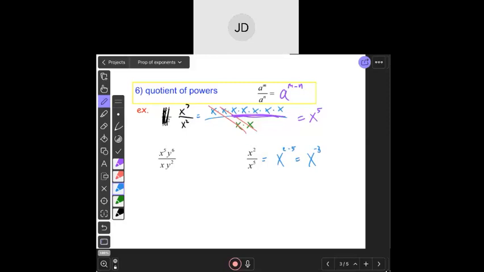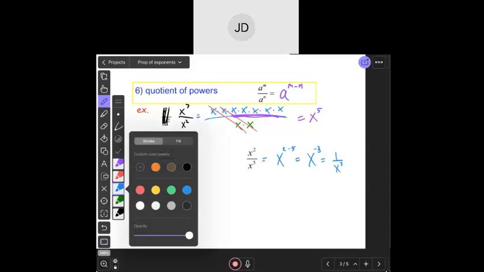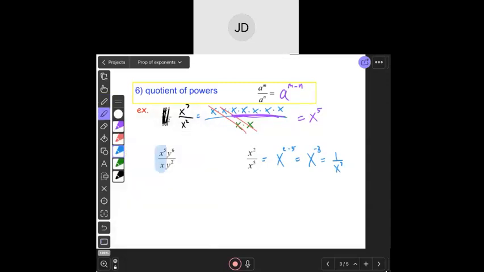Remember I said earlier, never, ever leave an exponent that's negative. What do negative exponents want to do? Move. They want to move. They want to be fractions. Okay, so 1 over x cubed. I don't need you guys writing it all out. If you want to, you can. But this is really what you guys should be doing.